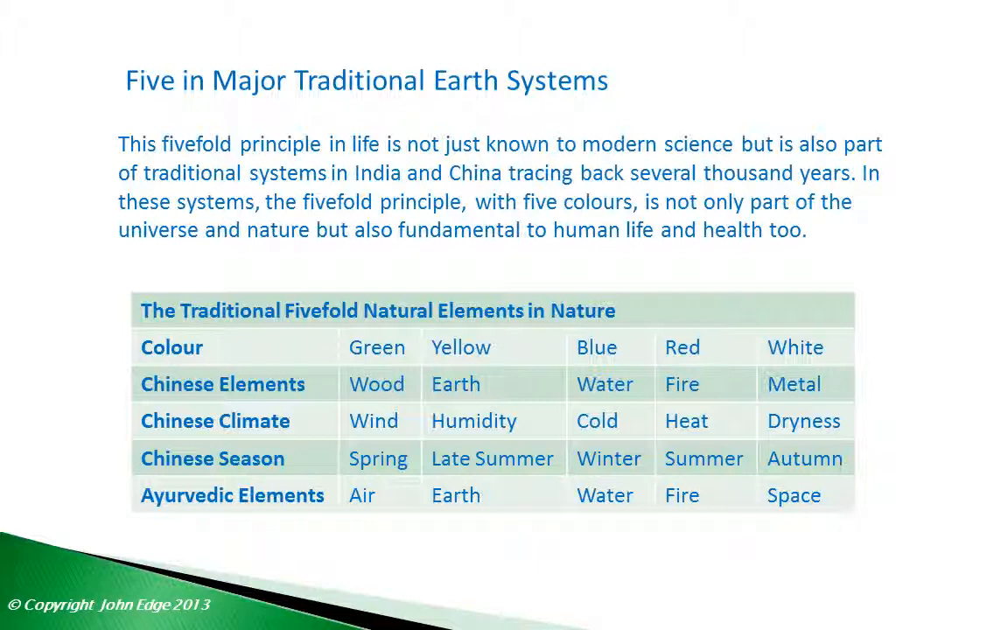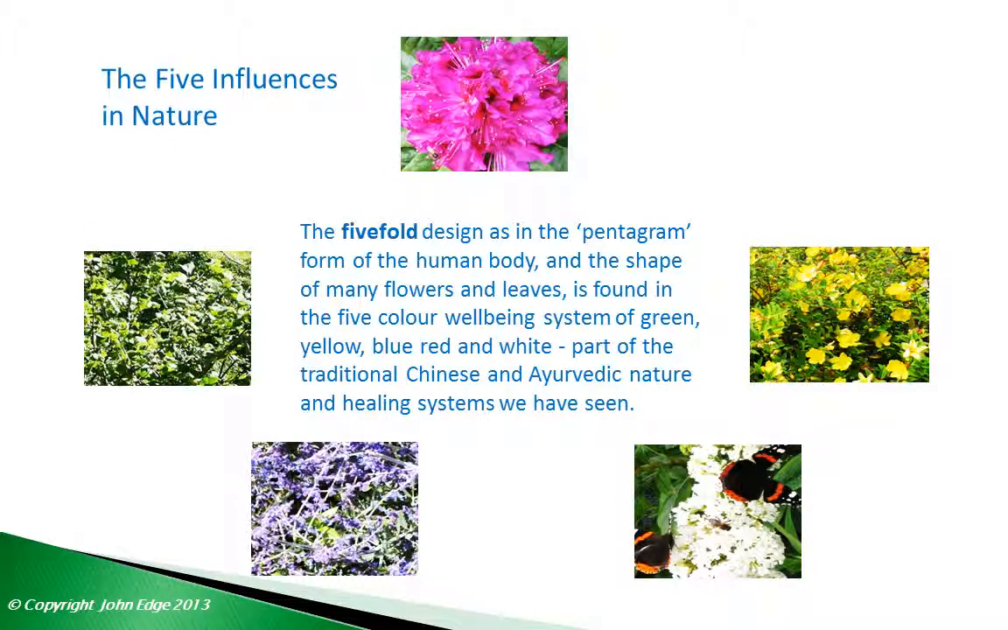So there we are. We have the five in the universe, the five in the human design. We have five in very ancient traditional systems. When we start looking into the natural world, well then we find those fivefold colors everywhere, and these are just some pictures to represent it. So red is at the head and we have green and yellow on the hands and blue and white in the feet in the pentagram structure. So there we have it.